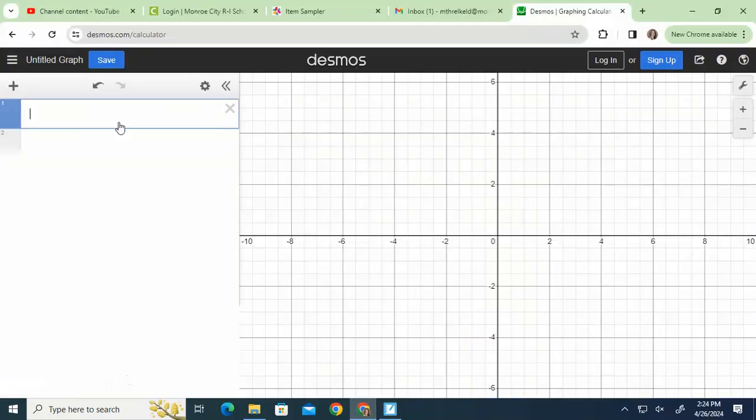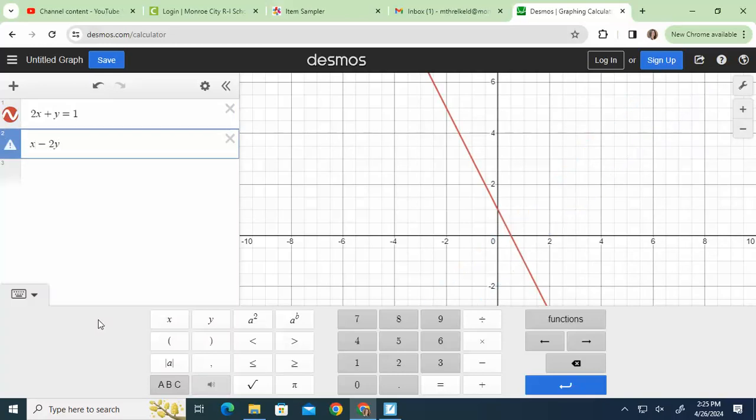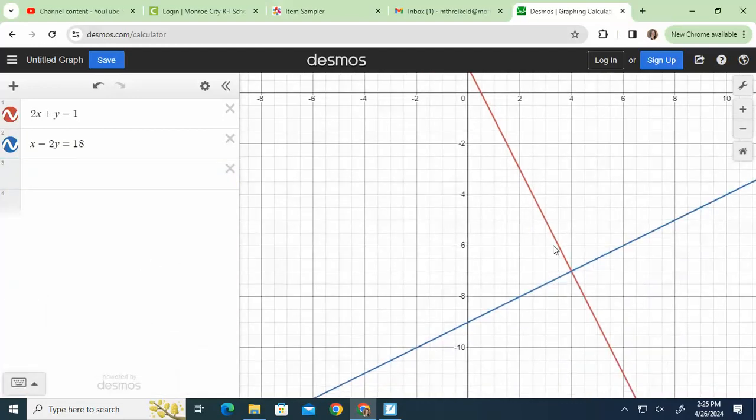Okay, if I go to Desmos and I type in, you can even go with your original problems, 2x plus y equals 1, x minus 2y equals 18. Then if I look, the point where they meet is 4, negative 7. And you can use that to double check that your graphs are in the right spot. Even if you had to use the graphing tool and draw a graph on the EOC, you could check it doing this and make sure your graph looked the same. Is that okay with everybody?